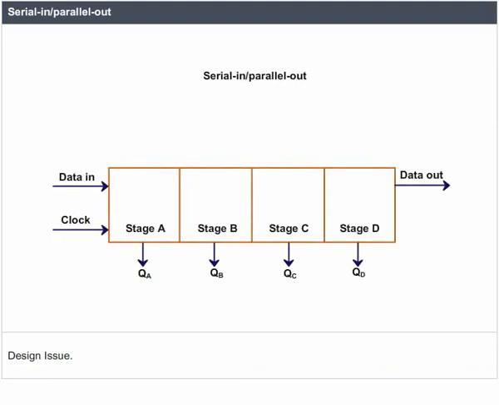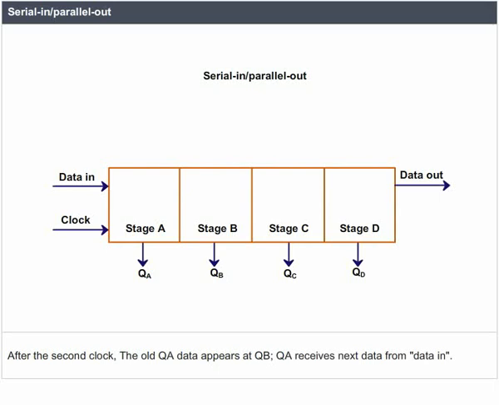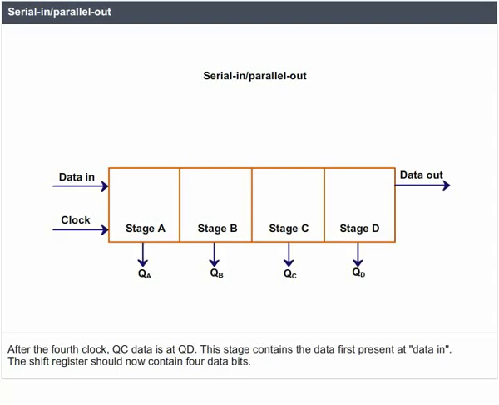Serial in, parallel out. Design issue. After the first clock, the data at data in appears at QA. After the second clock, the old QA data appears at QB, and QA receives next data from data in. After the third clock, QB data is at QC. After the fourth clock, QC data is at QD. This stage contains the data first present at data in. The shift register should now contain 4 data bits.